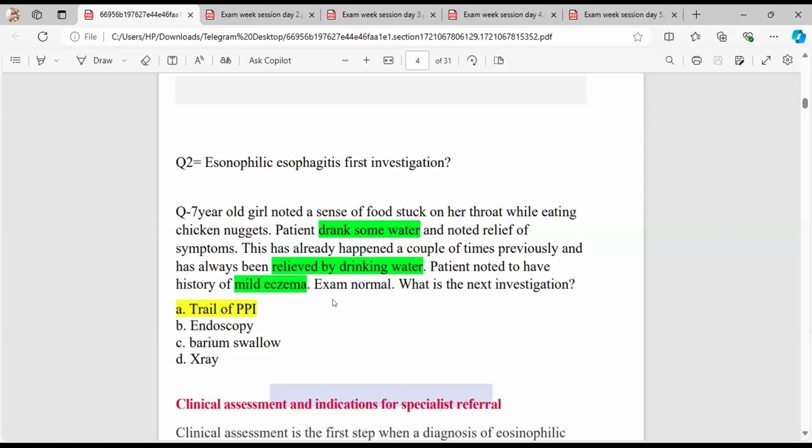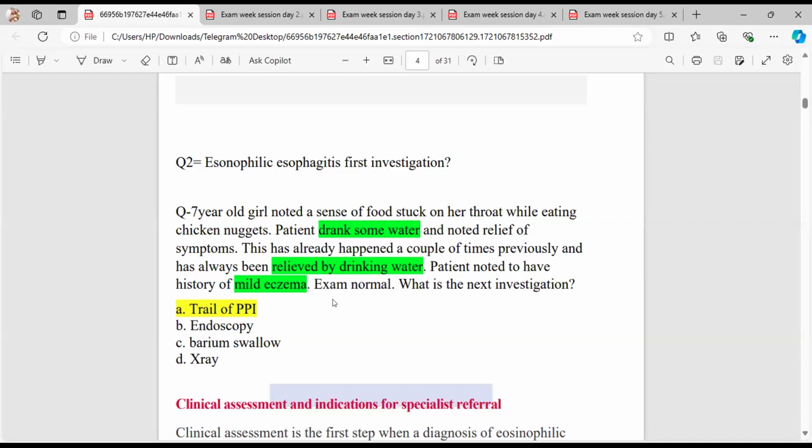Why I'm saying this? The first point is mild eczema. As we know, with eosinophilic esophagitis we have these allergy symptoms, mild eczema, asthma, these things as well. So mostly the patients who have eosinophilic esophagitis sometimes have mild eczema as well. The second point is relieved by drinking water. In eosinophilic esophagitis, when the food is stuck in the throat, they drink water and they're relieved by drinking water. So with these 2 points, I will go with eosinophilic esophagitis.